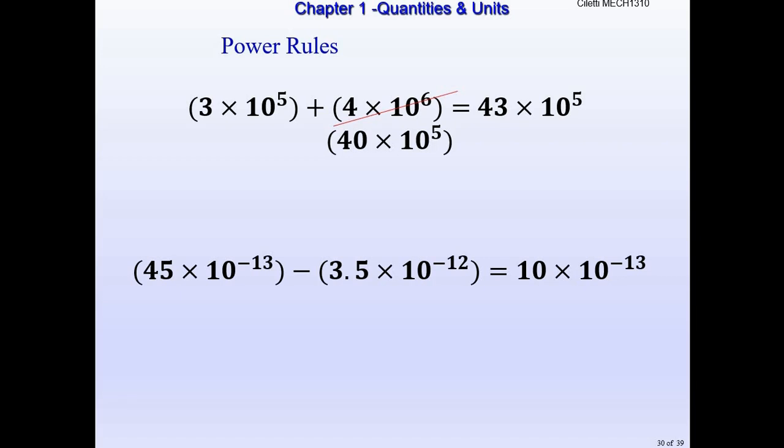Alright, we're subtracting down here on the second example. I'm already giving you the answer. You got to decide, hey, am I going to take that 10 to the minus 13 and make it a negative 12, or am I going to take that 10 to the minus 12 and make it a negative 13? Let's take that 10 to the minus 12 and rewrite it so it's 10 to the minus 13. So now when I do this, it becomes 45 minus 35, which is 10, times 10 to the minus 13.